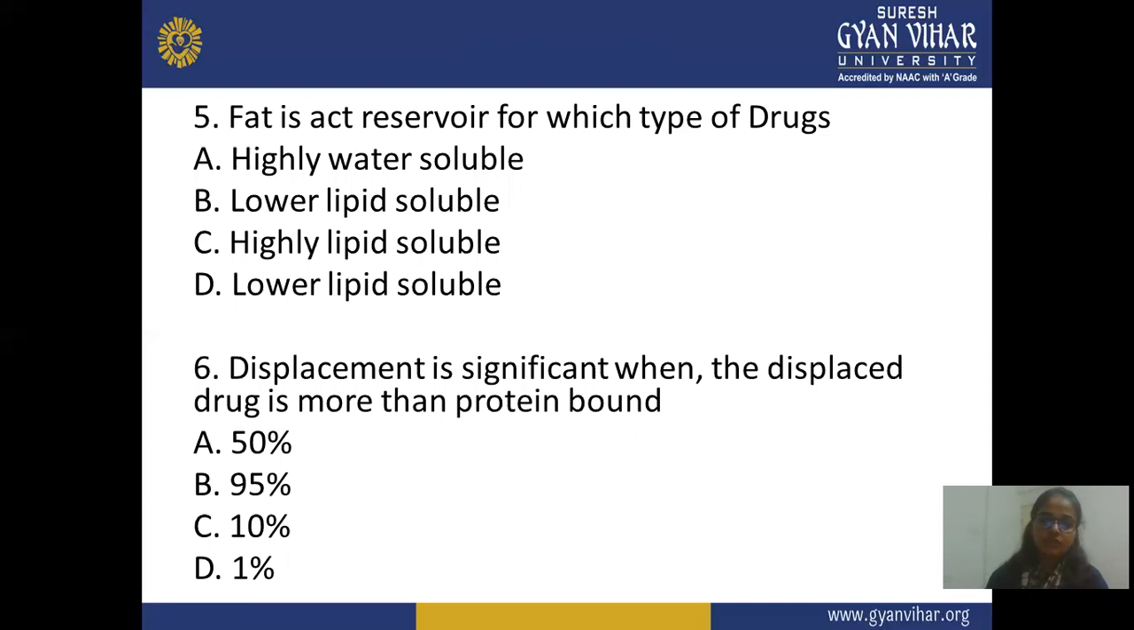And next is the sixth question. In this, displacement is significant when the displaced drug is more than blank percent protein bound. A is 50%, B is 95%, C is 10%, and D is 1%.